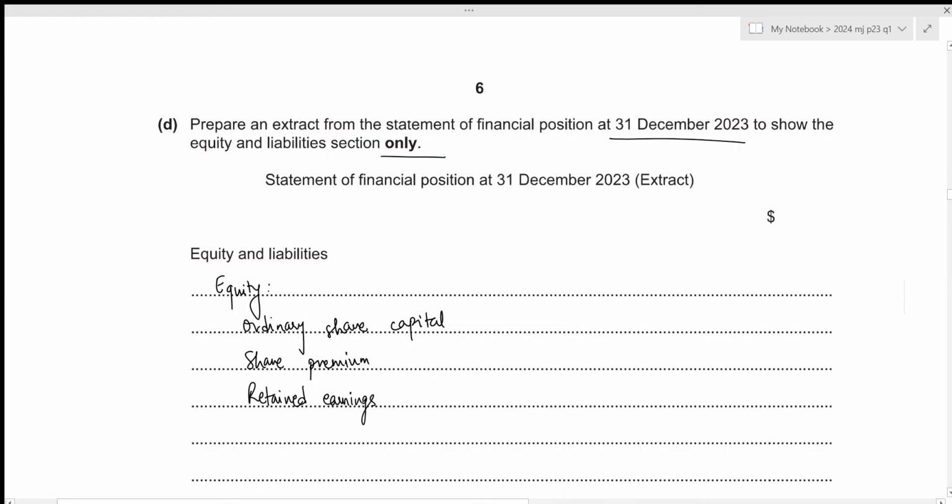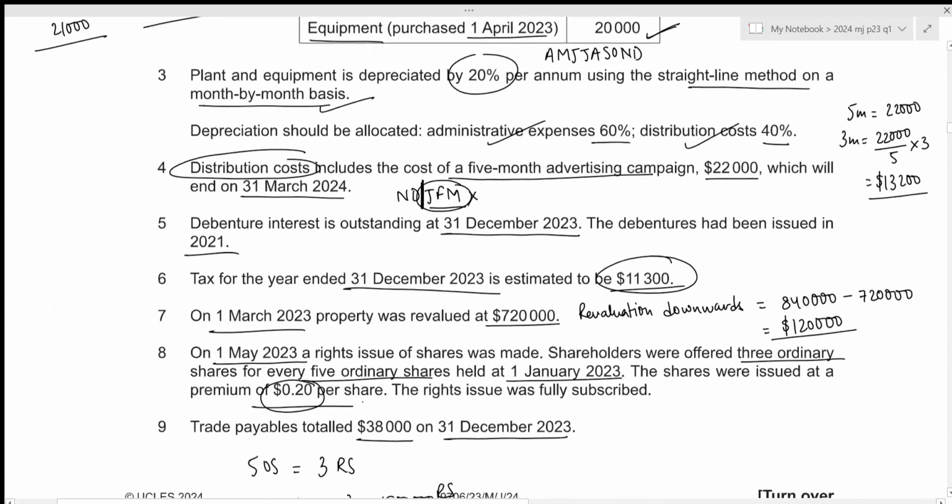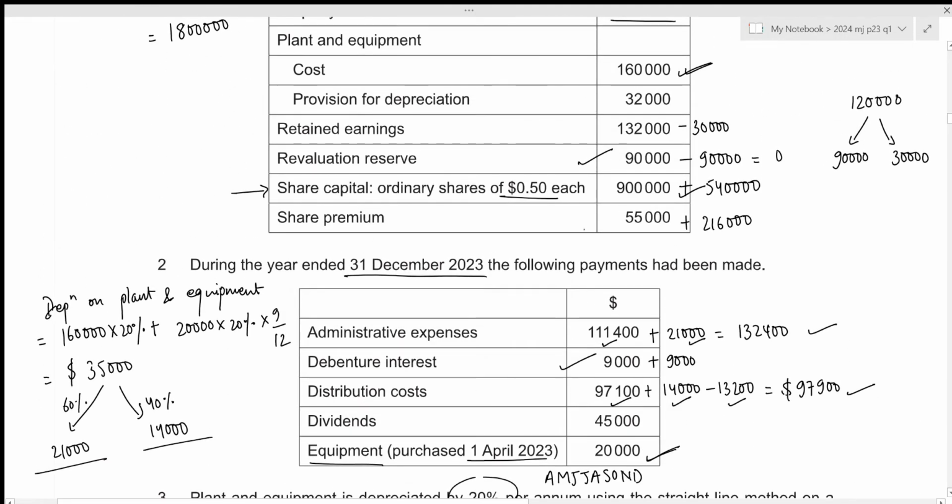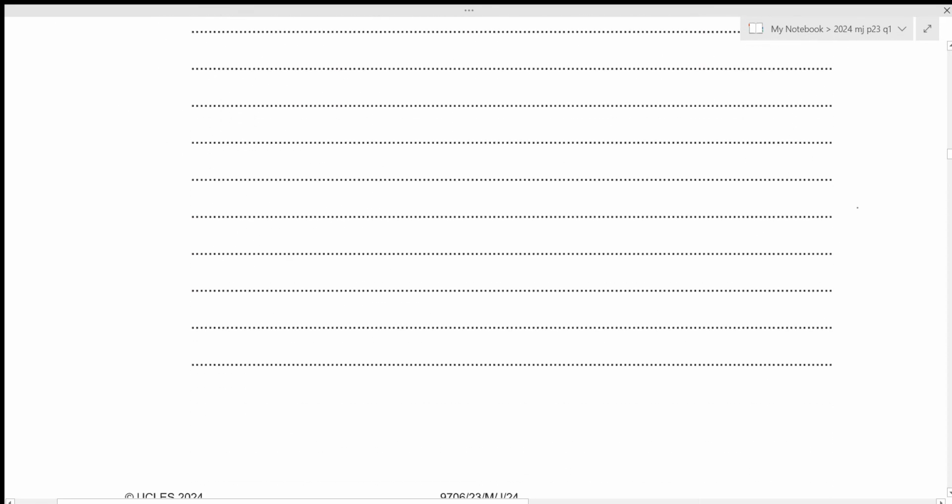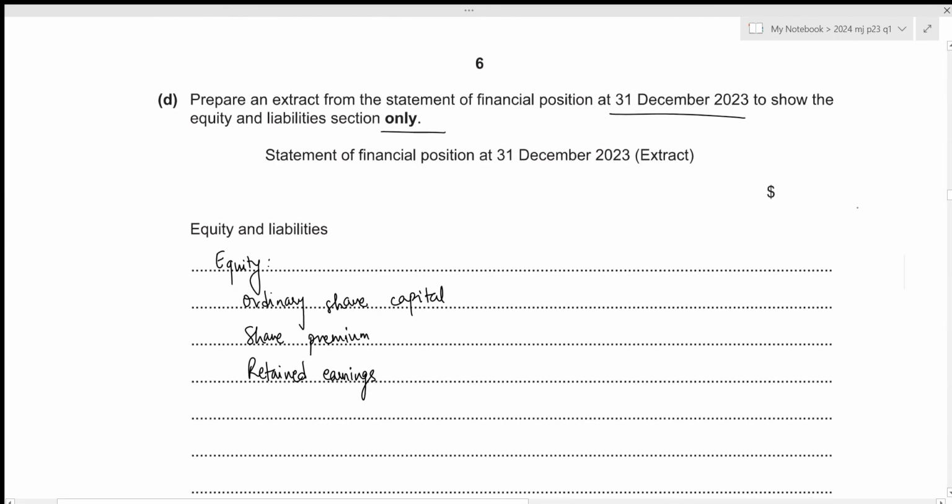Let us first calculate the correct values for the ordinary share capital and share premium. We've already included the amount, we just need to calculate the total. For the share capital, that will be 900,000 plus 540,000, which results in 1,440,000. And for the share premium, that will be 55,000 plus 216,000, which results in the value of 271,000. Let's write it down. So ordinary share capital is 1,440,000 and share premium is 271,000.